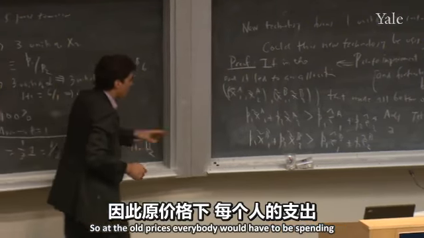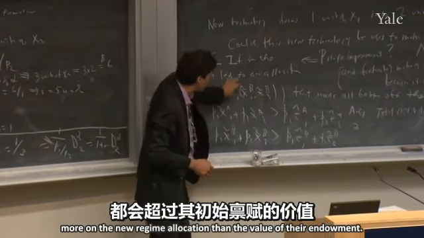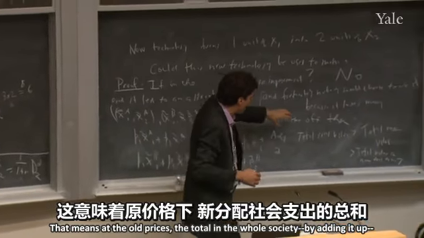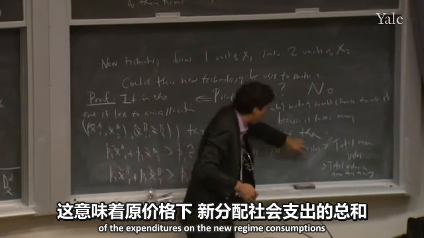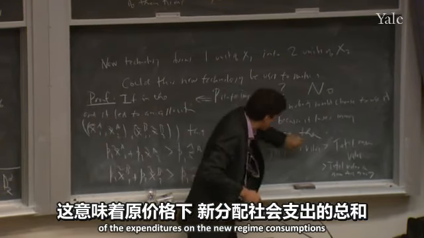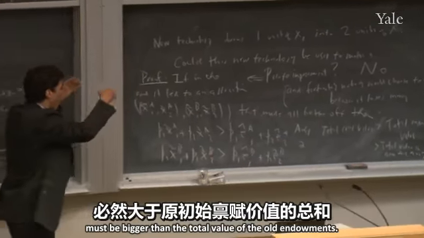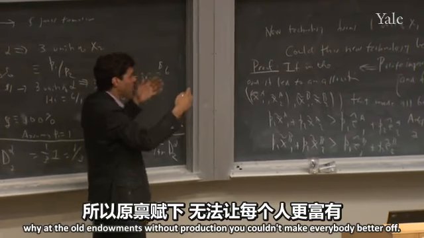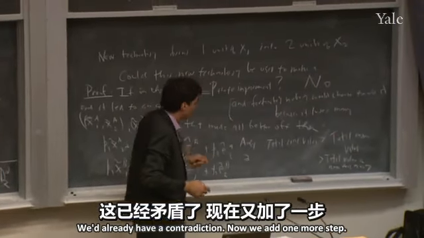Okay? So at the old prices, everybody would have to be spending more on the new regime allocation than the value of their endowment. That means at the old prices, the total in the whole society, by adding it up, of the expenditures on the new regime consumptions must be bigger than the total value of the old endowments. Now that was the contradiction, why at the old endowments without production you couldn't make everybody better off. We'd already have a contradiction. Now we add one more step.